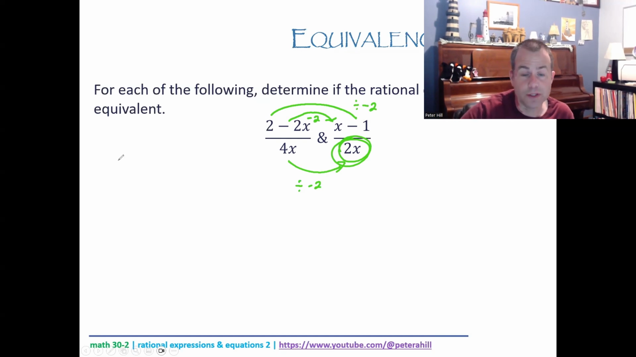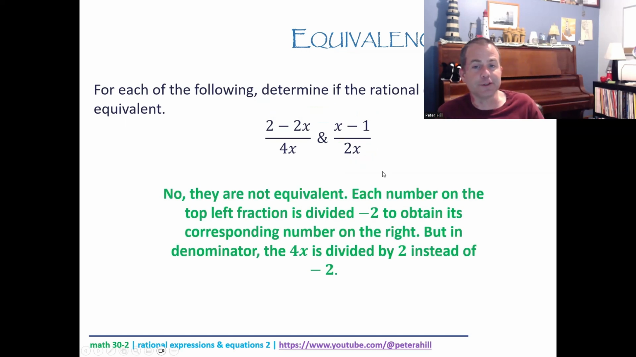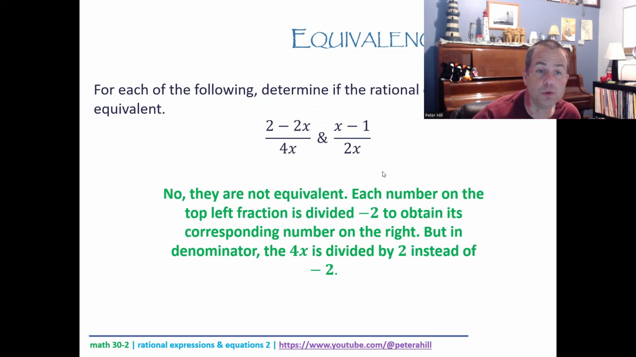So no, these ones are not equivalent. Each number on the top left fraction is divided by -2 to obtain its corresponding number on the right. But in the denominator on the bottom, the 4x is divided by 2 instead of -2.